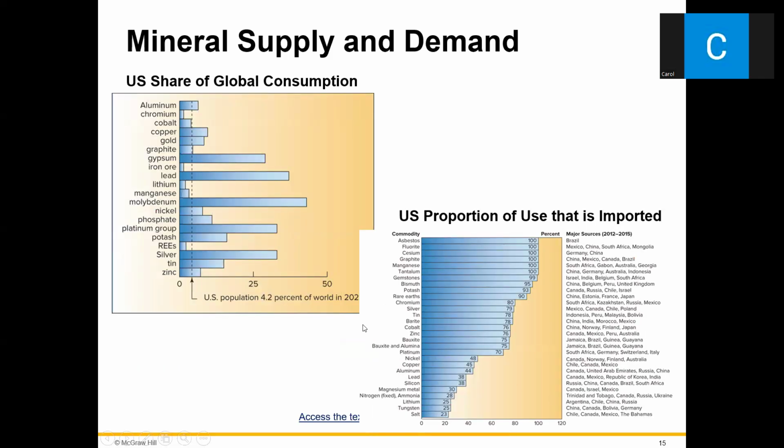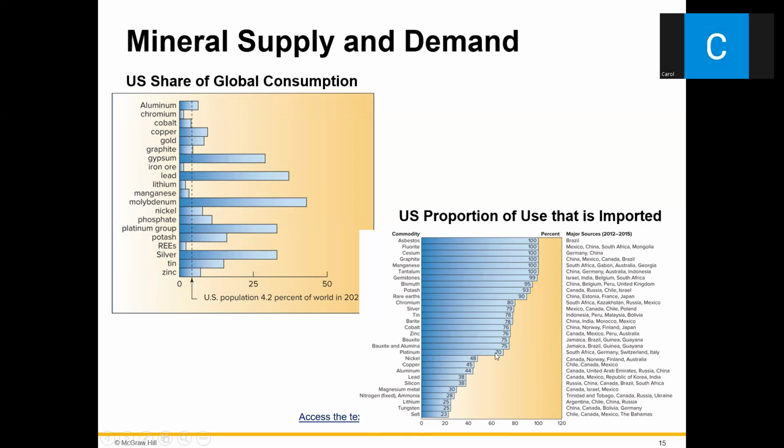Mineral supply and demand. Here's the graph I was talking about. The US population, I think this was 2024, is 4% of the world, yet we are using over a quarter of the world's reserves of silver and almost 50% of molybdenum, which I can't pronounce. It looks like about 40% of lead and maybe 30% of gypsum. So we do have some where we seem to be kind of under, but definitely over for most of them.